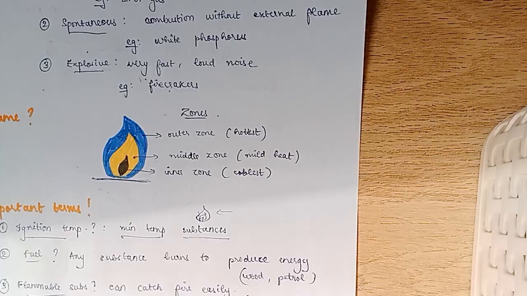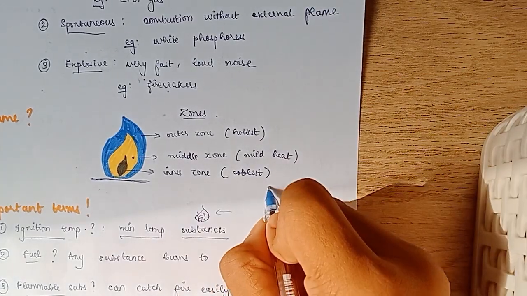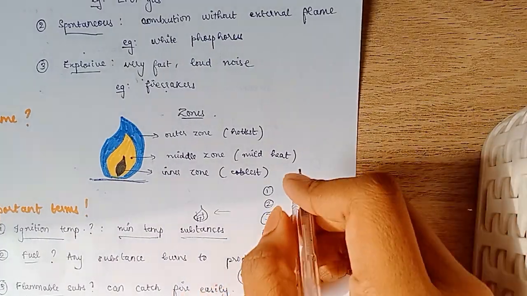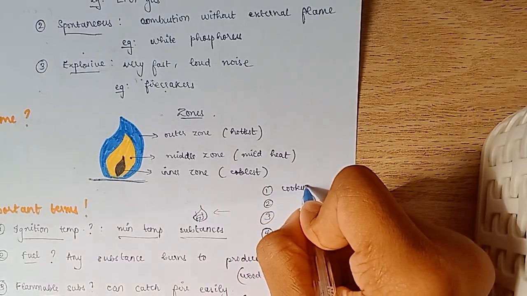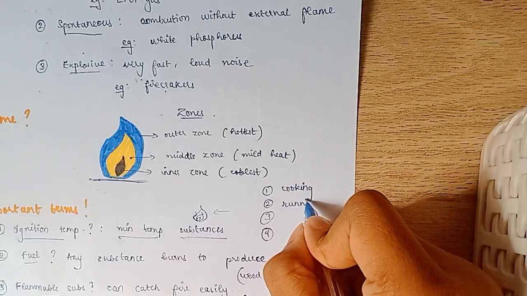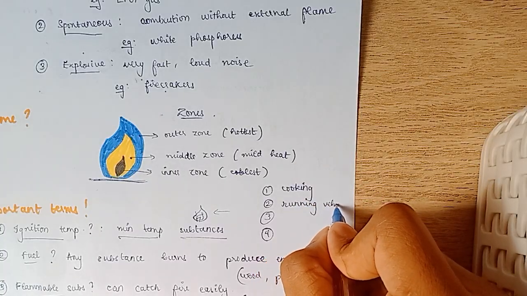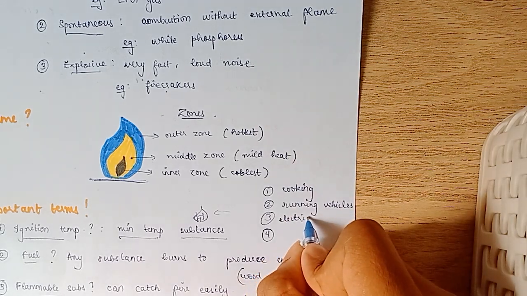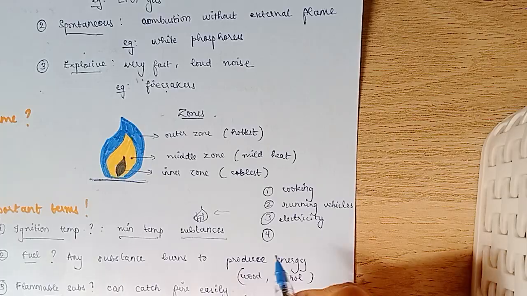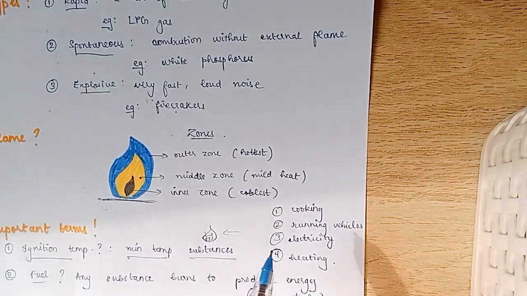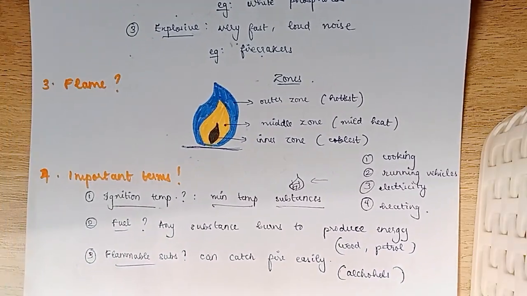Now, what are the uses for combustion? There are mainly four. The first use is cooking. When you cook, you need fire. Next is running vehicles, that is petrol. And then we have producing electricity, as well as heating substances or heating purposes. These four are the things we need combustion for.